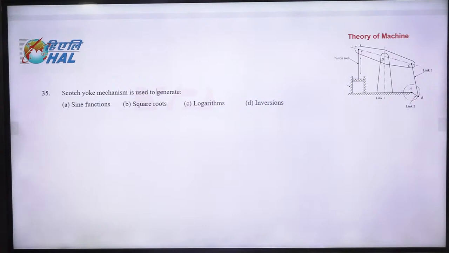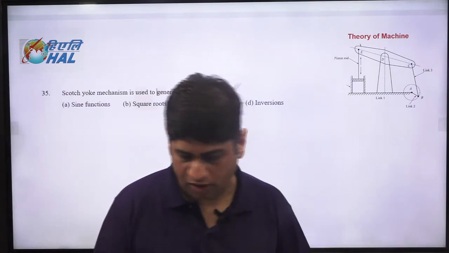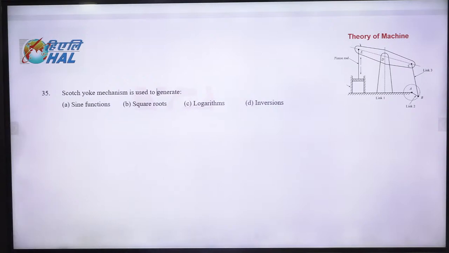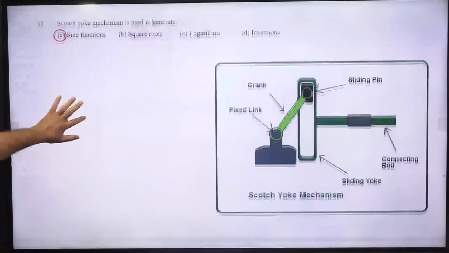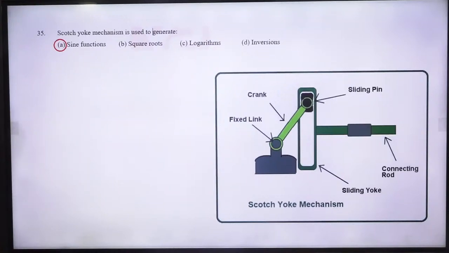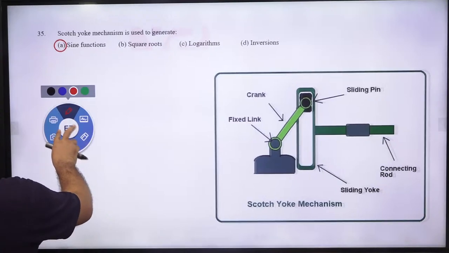Scotch yoke mechanism is used to generate what? Yes, so it is used to generate the sine function. Actually, Scotch yoke motion is like sine and cosine. Sine and cosine motion is obtained.